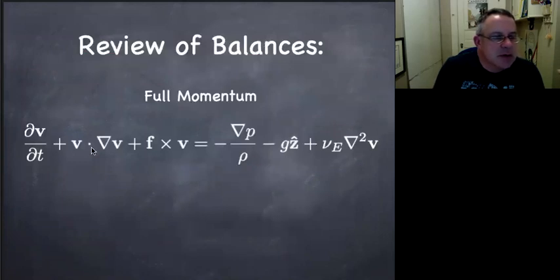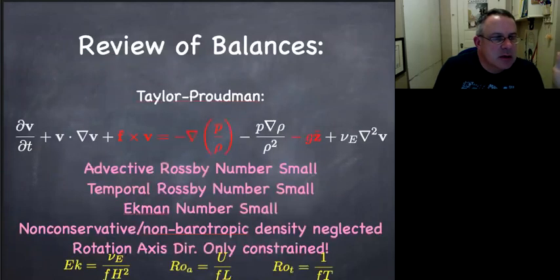Here's the full momentum equation with no approximations made. Here's the Taylor-Proudman theorem, where now we have an Ekman number that's small, a Rossby number that's small, and a temporal Rossby number that's small. So that means this term is small, this term is small, this term is small. This term is not even part of the numbers that we just talked about, but it is the one that has to do with the changes from place to place in density. So cancel that one out, and what we've got left is the Taylor-Proudman theorem.